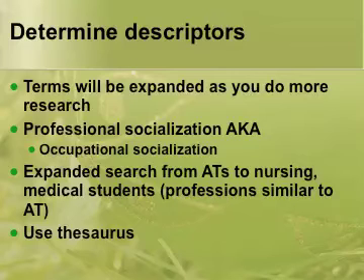Most of the databases, which we'll talk about later, also have thesauruses, or you can just use a thesaurus on your computer and find out what are some other words that are similar to socialization. What's some other words that are similar to professional or occupational, and plug those in to help you find more articles. That's the whole point of this part of the lecture, is to help you try to find more and more articles for your literature review.